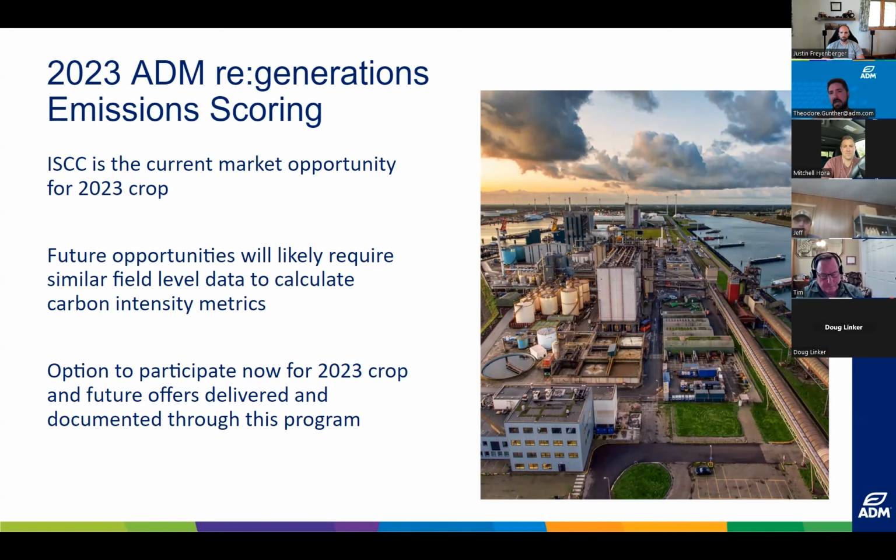So we're combining that offer with emission scoring so that farmers can get that field level scoring and participate in ISCC certification. And then in the future, if there are additional incentives tied to that specific emission score beyond ISCC, then they'll have that opportunity to opt in. They'll be more familiar with that metric on their operation. And at the same time, for those who deliver to us directly now, they can receive additional payment for crops that they're marketing to us.